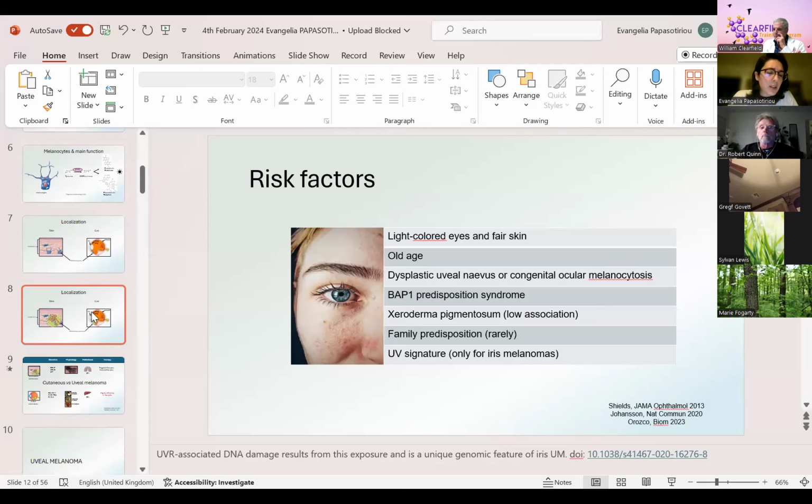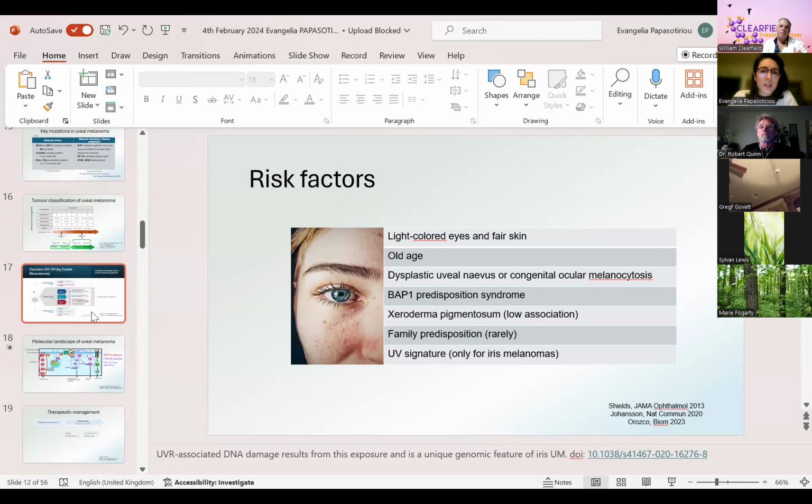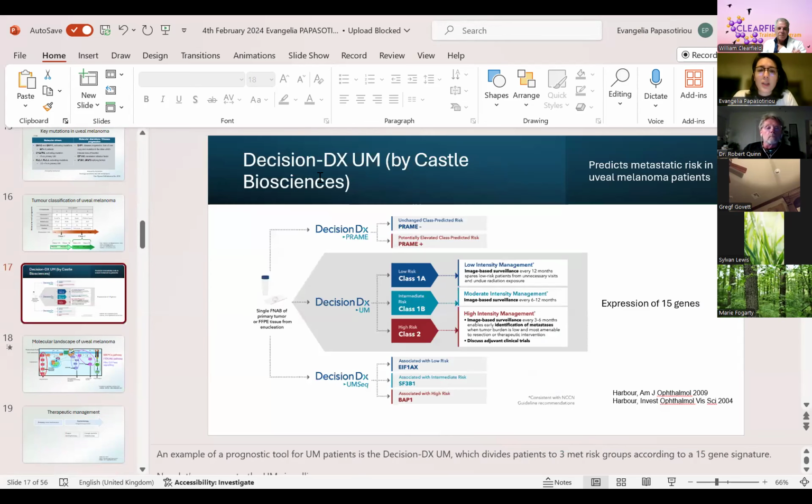The other thing I would tell you is what I showed you in a previous slide, and maybe I can share it again. There is a specific prognostic tool that they use, and it's available in the US. I'm sure you could search for it: the DecisionDx Uveal Melanoma by Castle Biosciences, which predicts the metastatic risk of uveal melanoma patients. You can search for this, ask for information, and see how you can apply it for your patients, for example.